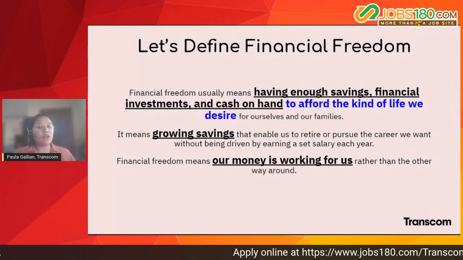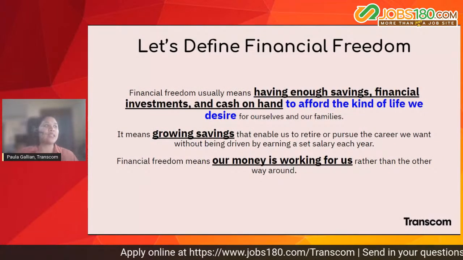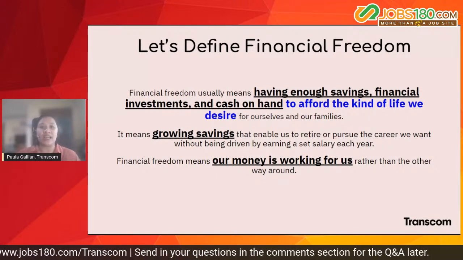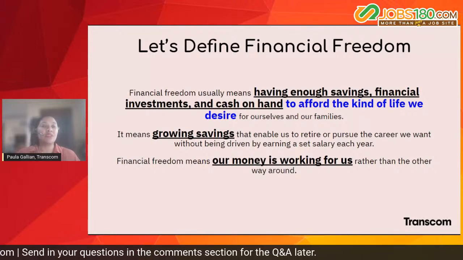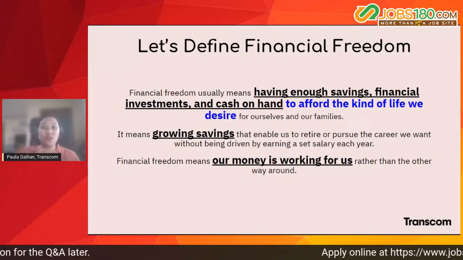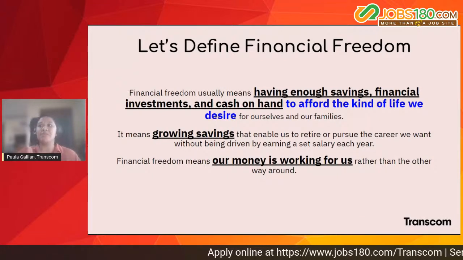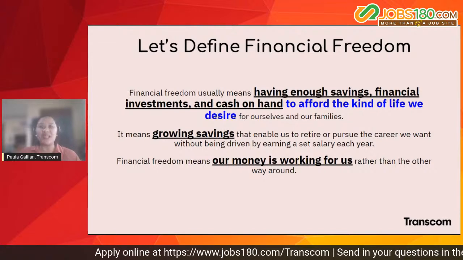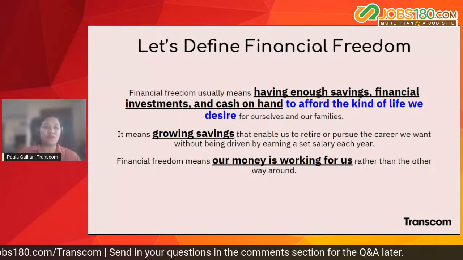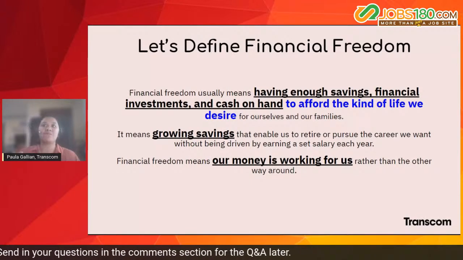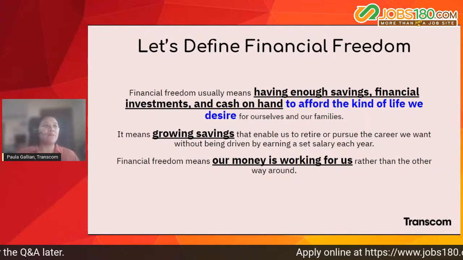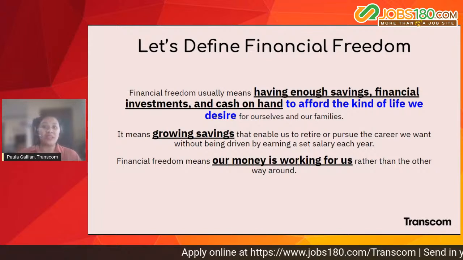So let me share with you the definition that I browsed via the internet. It says here that having enough savings, financial investments, and cash on hand is one of the definitions, wherein the keyword is being able to afford the kind of life that you want for yourself or for your family. Many of us would think that being financially independent means you won't worry about your future, like providing for your future kids, because you are just starting your career and your goals. It differs for each individual, but this is one way to get ready for the path you will be taking.